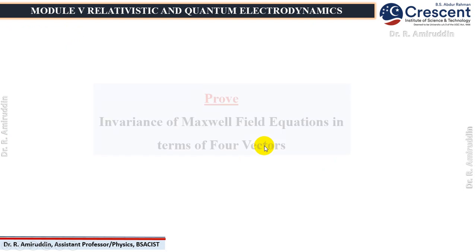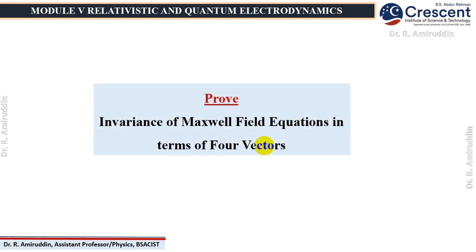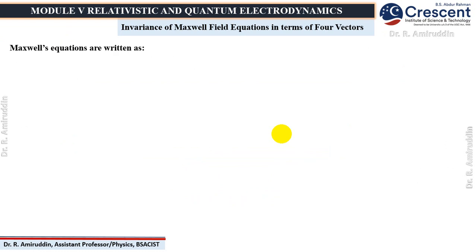Now based on these understandings, our next task is to prove the invariance of Maxwell's field equation in terms of four vectors, of course by applying the Lorentz transformation. So let us start the derivation part. So let us start with the Maxwell's equation.